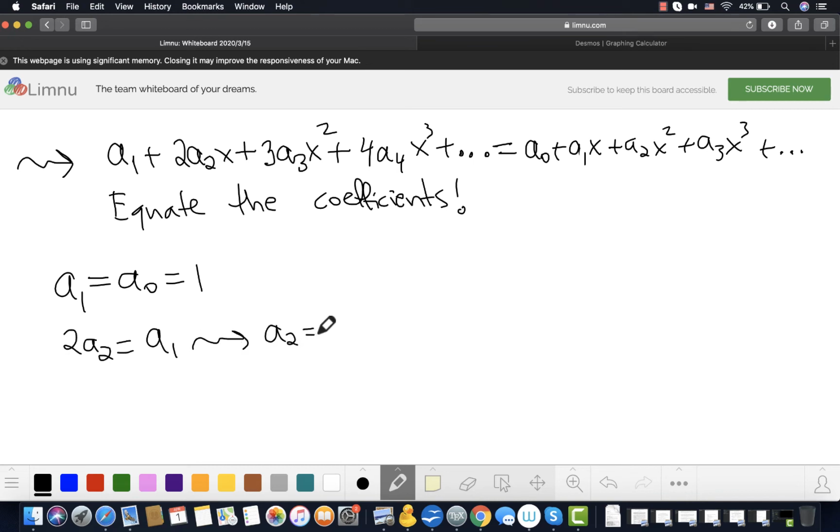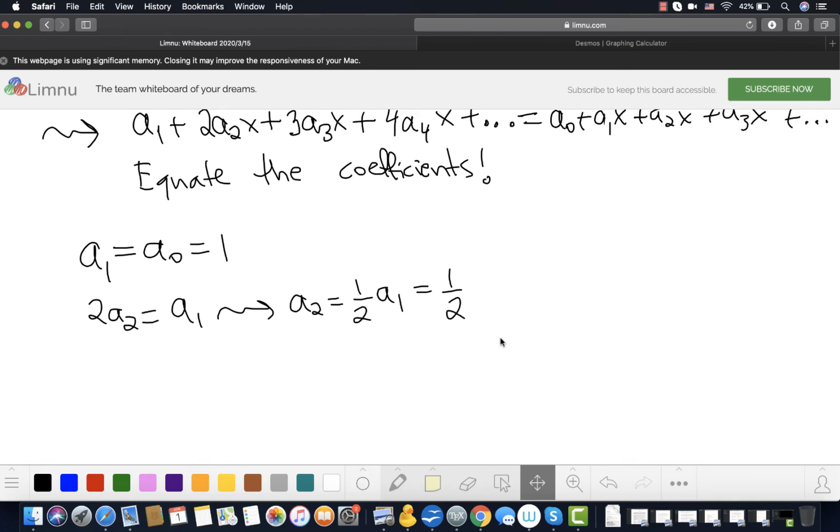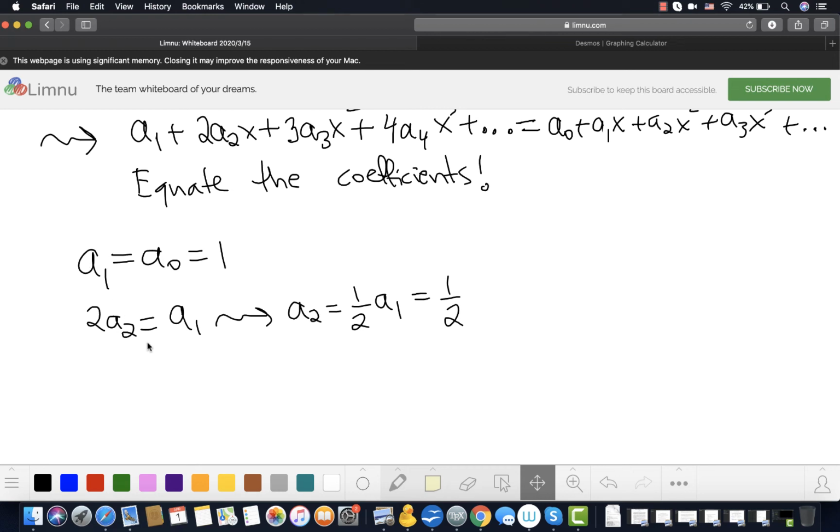So a2 must equal 1/2 a1. I just divide both sides by 2. But I know what a1 is from the previous line. It's 1. So a2, I also figured it out. It's 1/2 times 1, so it's 1/2. That's it. So we found a0, a1, and a2.